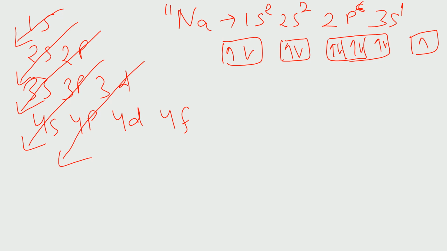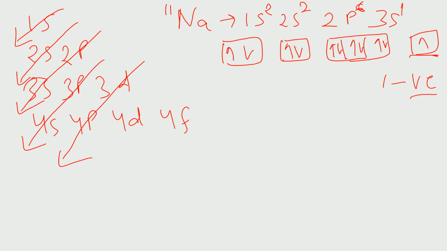In my previous video I explained what a valence electron is. The electrons in the outermost occupied energy level of an atom are called valence electrons. So sodium has 1 valence electron. This is the valence electron.